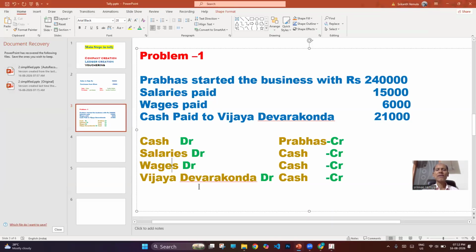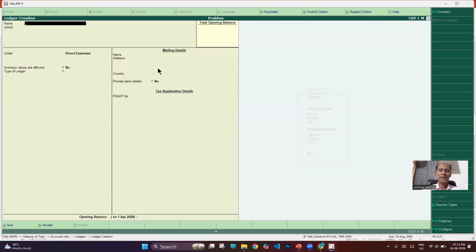Next, Vijay Devarakonda, cash. We need not create the cash account because the cash account exists by default in the Tally software. So the last one is Vijay Devarakonda. Vijay Devarakonda should be saved.